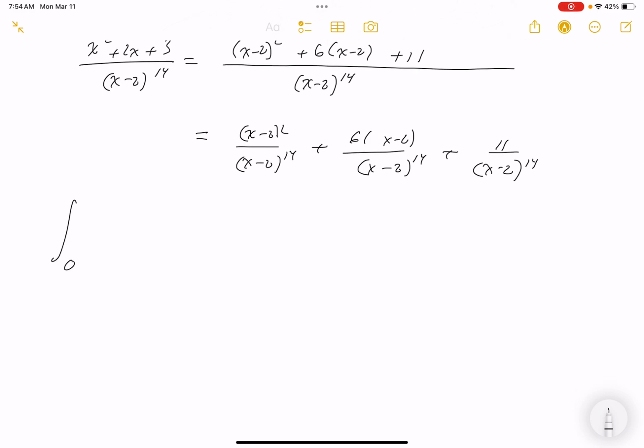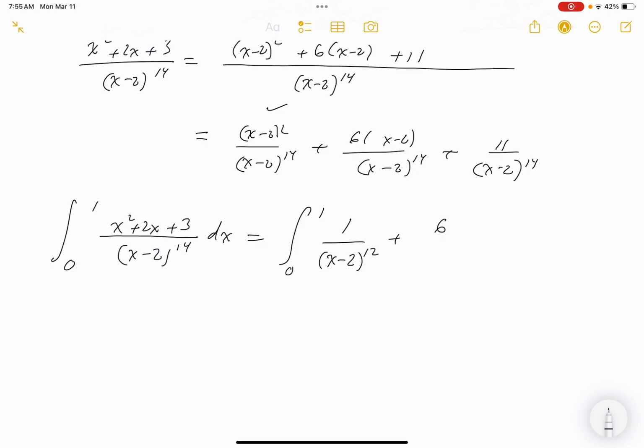Let's write that down. It's 0 to 1, and this integration is x squared plus 2x, I got to remember what I said, plus 3, and then it was x minus 2 to the 14th dx. Now I'm writing these down now. And what's this going to be? 0 to 1. It's going to be 1 over x minus 2 to the 12th power plus 6 over x minus 2 to the 13th power. All right, and last but not least, I get 11 over x minus 2 to the 14th power dx.